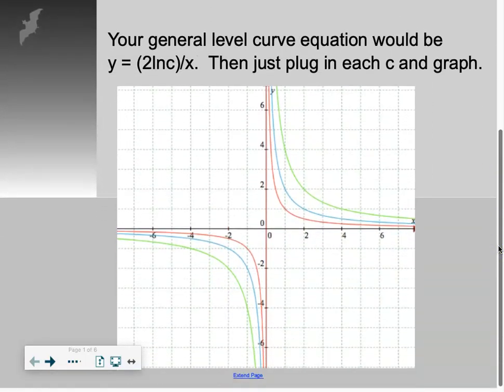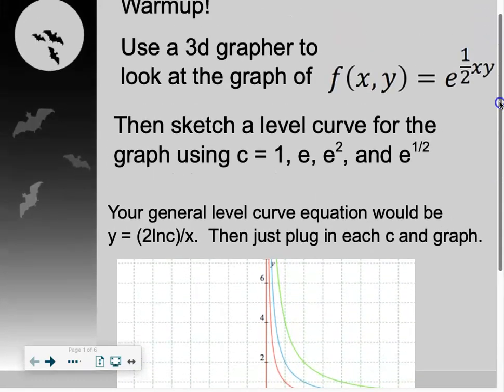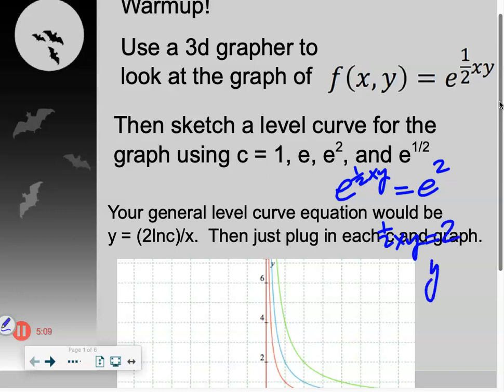Let's take a look. I think every single one of you, yeah, they all look beautiful. When you were doing your level curves, one way to do it was just to plug in the number. But honestly, the easiest way, if you pick, let's say, e squared: if you have e to the 1/2 xy equals e squared, then 1/2 xy equals 2. And so then you get y equals 4 over x. You just solve each one for y and sketch the graph, and then you get the level curves.